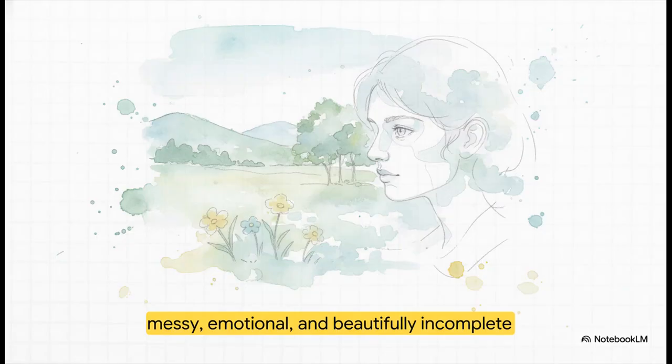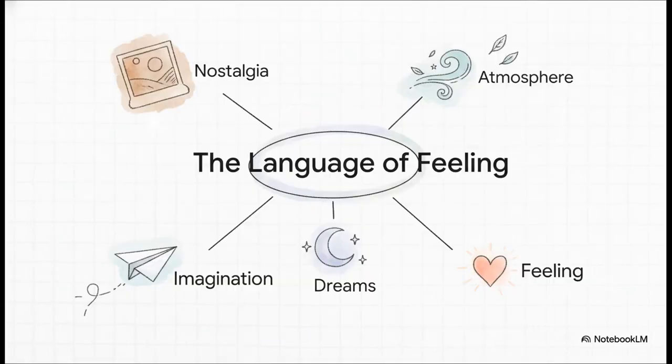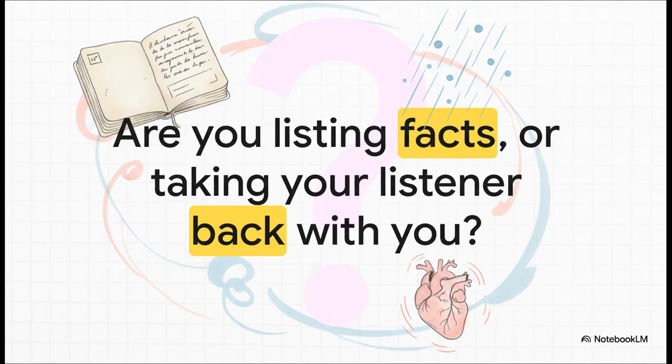The name is just so perfect, isn't it? It's called imperfect, not because it's wrong or flawed, but because our memories are. They aren't these neat, tidy, finished events. They're messy, they're emotional, and they are beautifully incomplete. When you get right down to it, the imperfect is the language of nostalgia, of atmosphere. It's the language of dreams, imagination, and pure feeling. It's the difference between stating a fact about the past and truly showing someone what it felt like to actually be there. So I'll just leave you with this question.